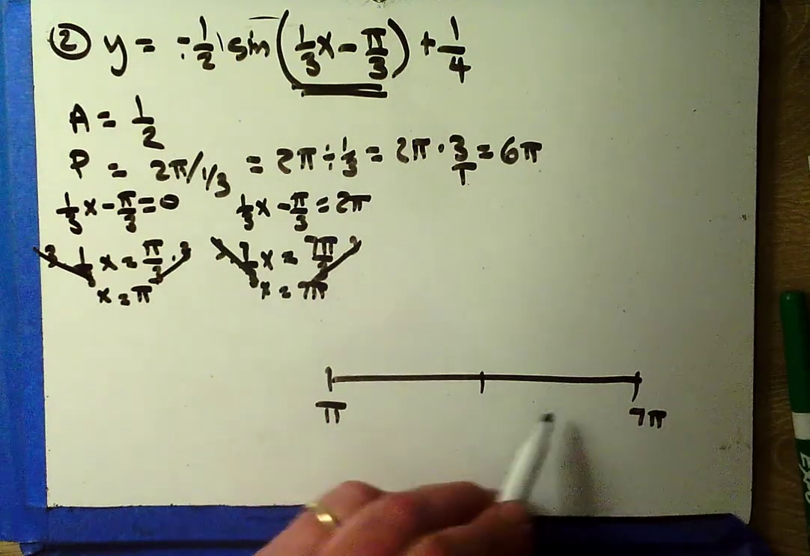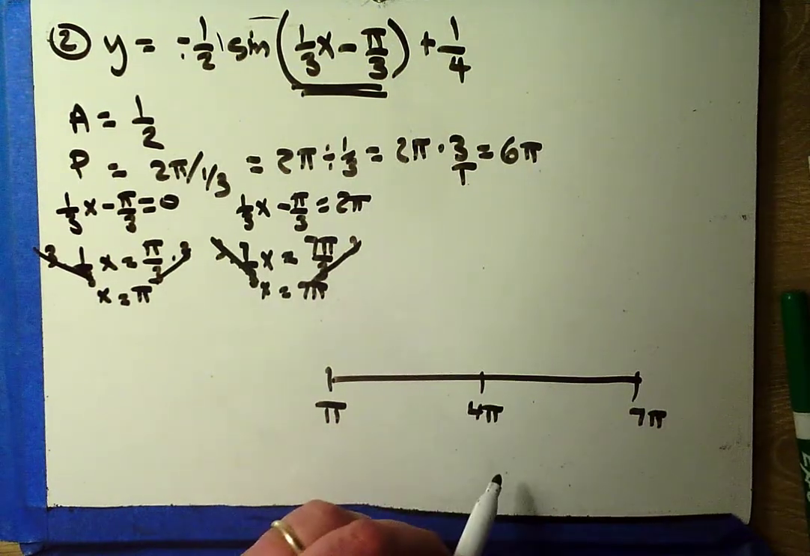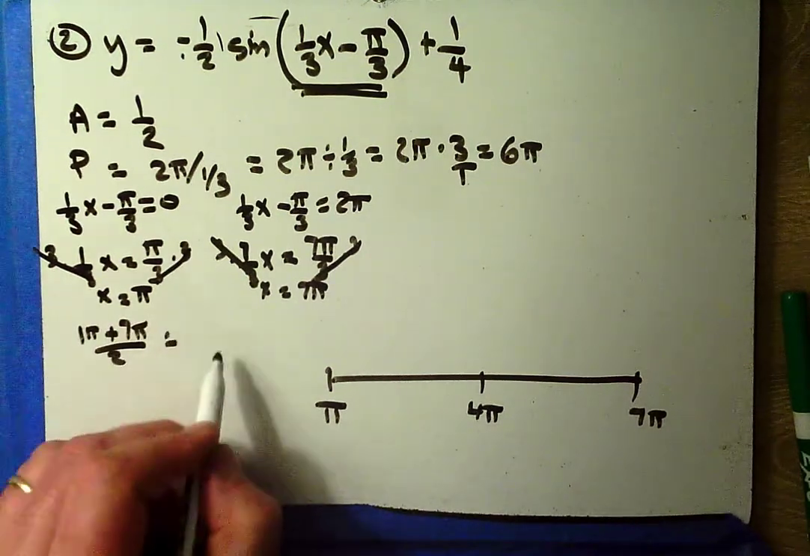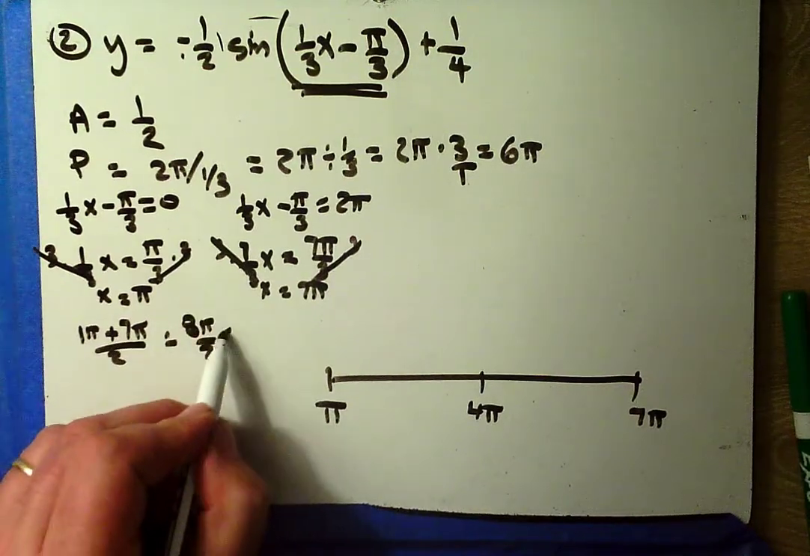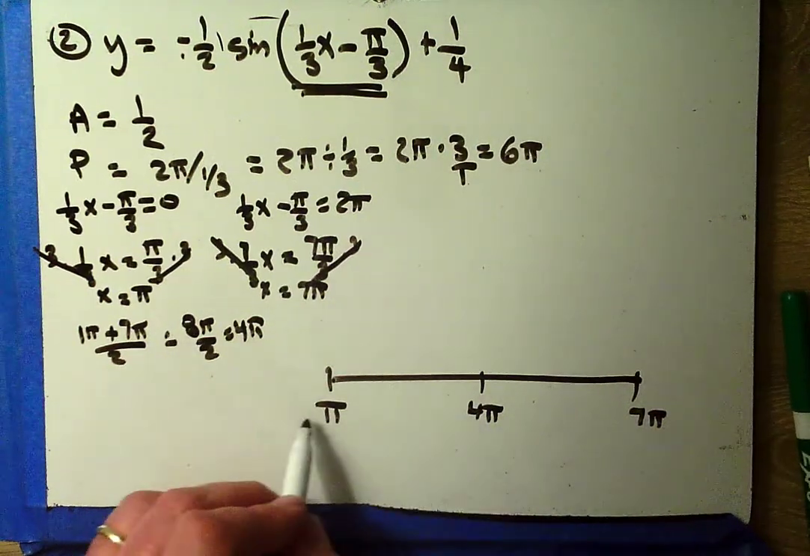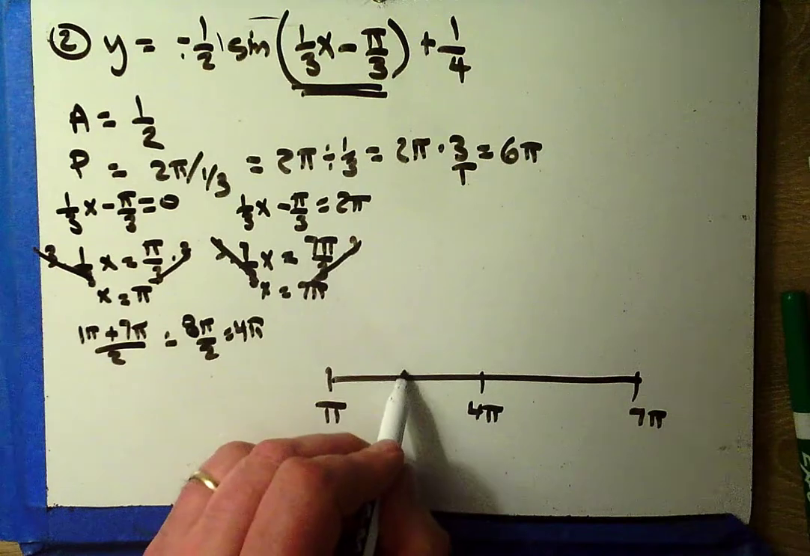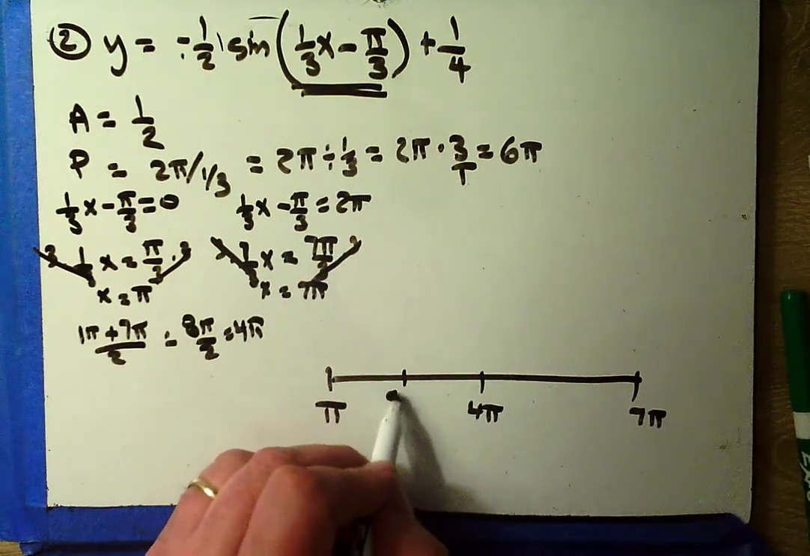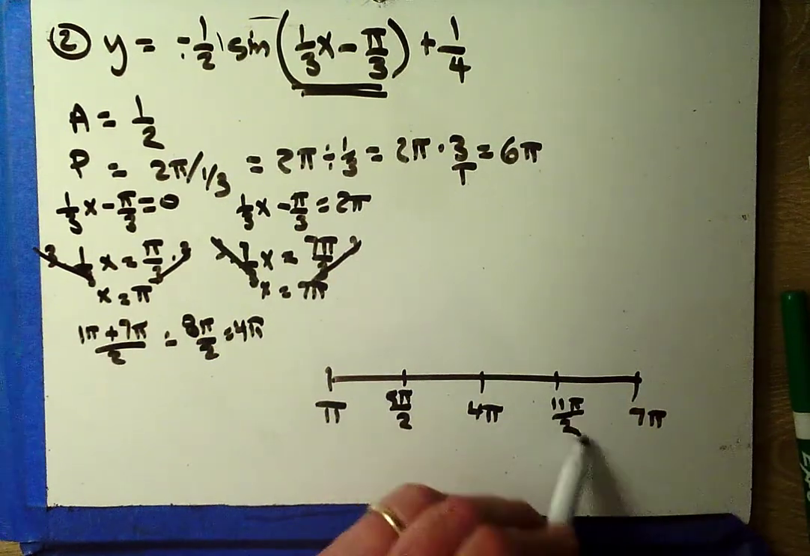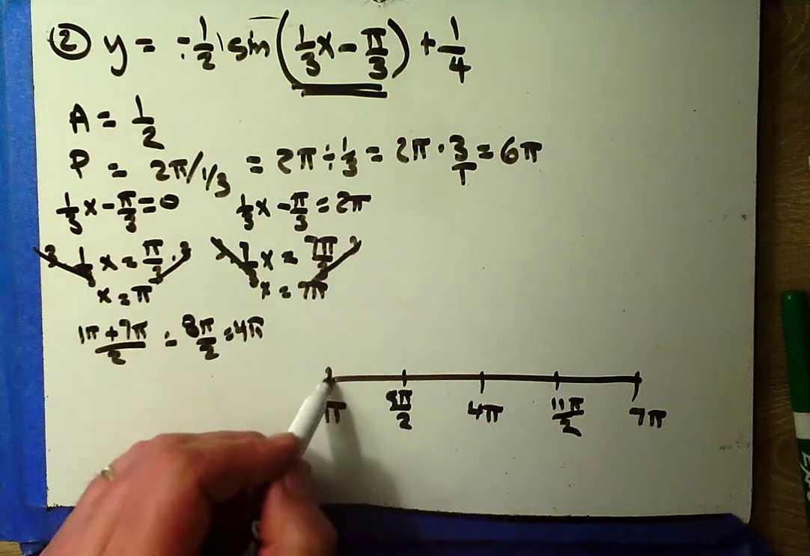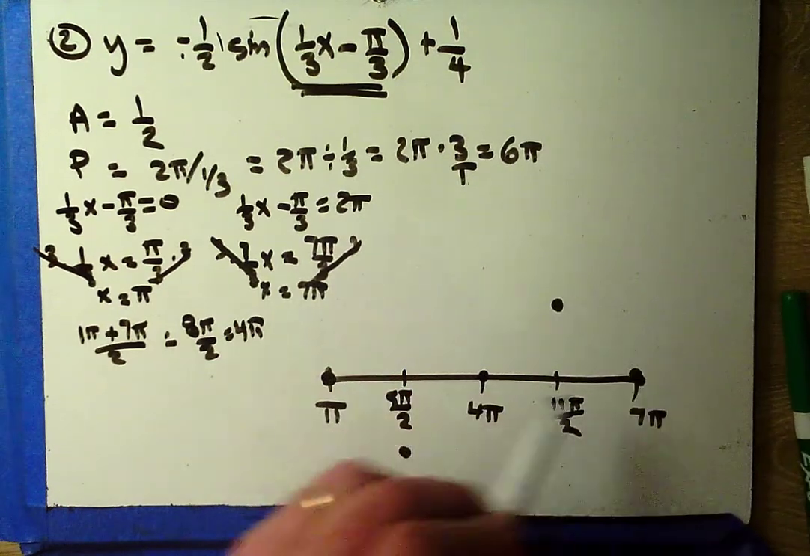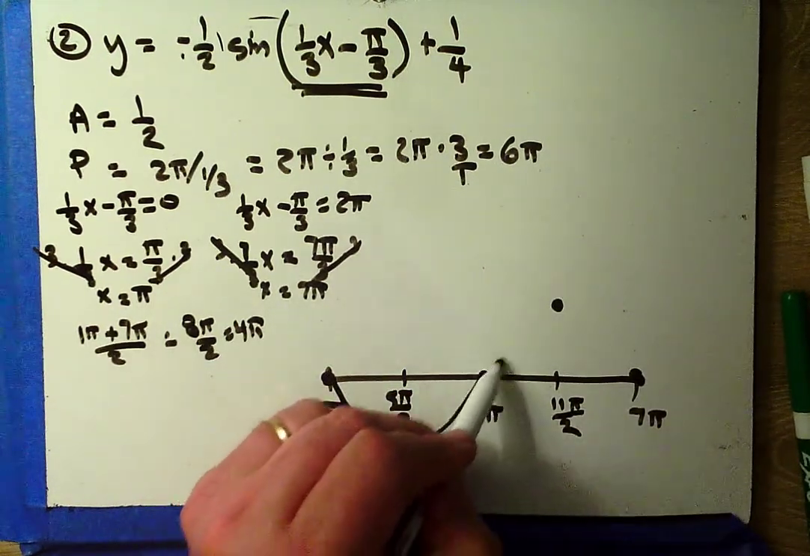Halfway between is going to be 4 pi, because I did 1 pi plus 7 pi divided by 2. That's 8 pi over 2, or 4 pi. Here, halfway between these two, is going to be 1 plus 4, 5 divided by 2, so 5 pi over 2. And here we're going to have 11 pi over 2. Okay, this is a sine graph, and it's a negative sine graph, so it starts on the midline, goes down, back up to the high point, back to the midline. Concave up, and then concave down.